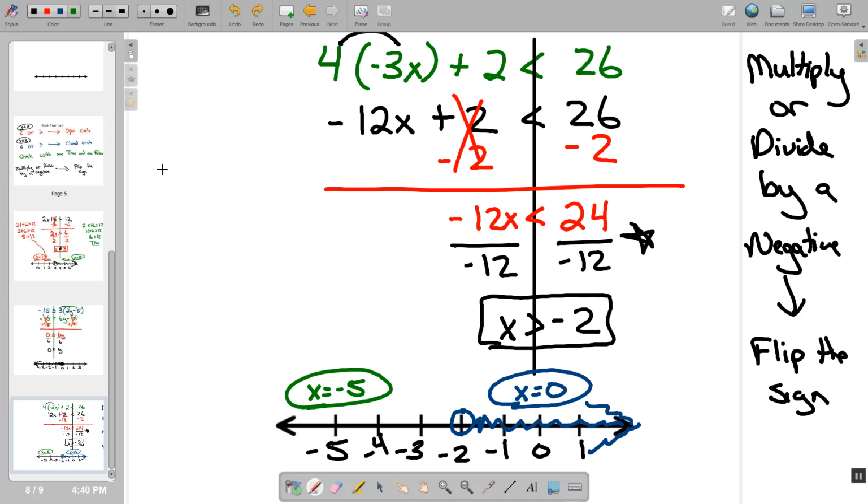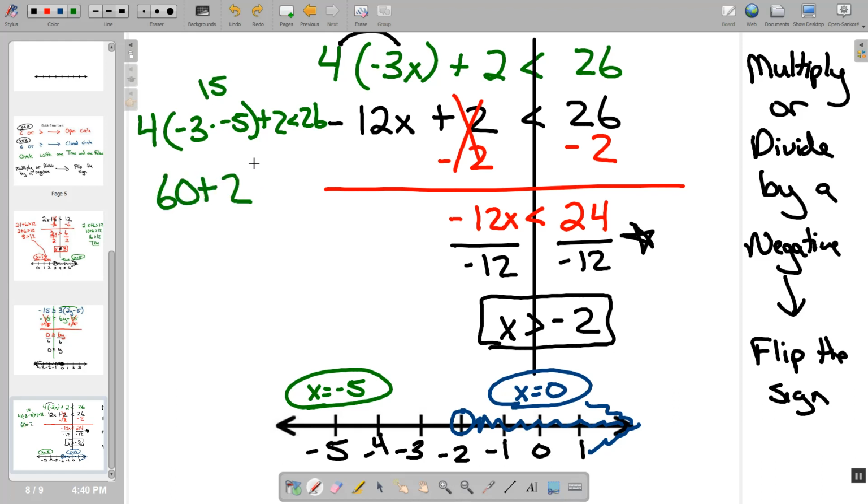Okay, for my false range, I'm going to do 4 parentheses, negative 3 times negative 5 plus 2. And I want that to not be less than 26. Well, this is positive 15. 4 times 15 is 60. 60 plus 2 is less than 26, which is a false statement. Whoops.